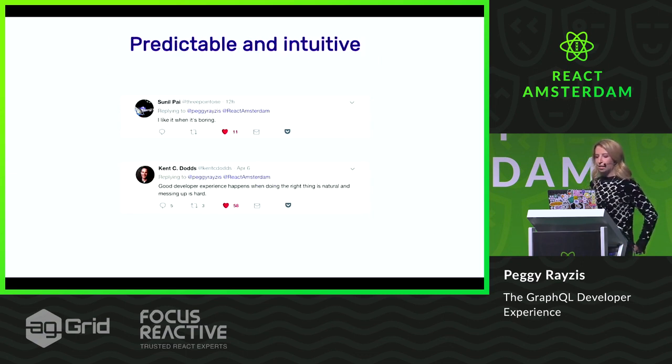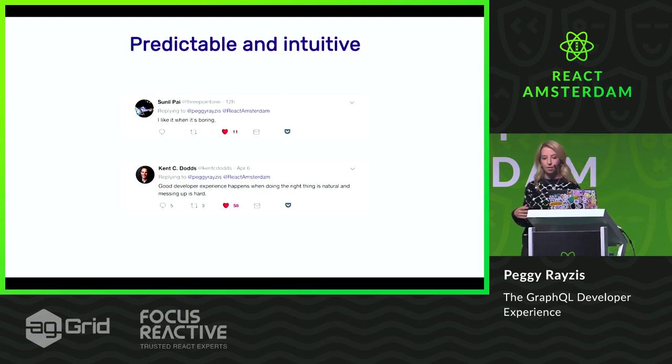The second is that they should also be predictable. So given the same inputs, you're going to receive the same output. And the API should also be intuitive enough for you to fall into that pit of success.